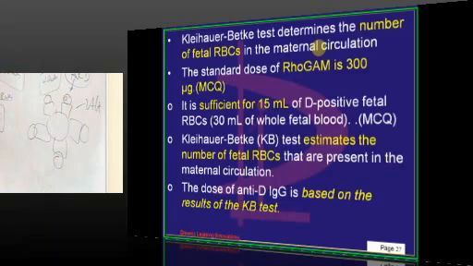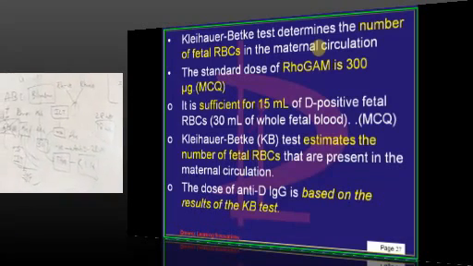Is it clear? So normally how many ml? Whatever 300 mics of anti-D we are going to give, it is going to compromise, when we take fetal RBC, 15 ml. When we take whole blood, it is 30 ml. Okay, it was asked for you previously.